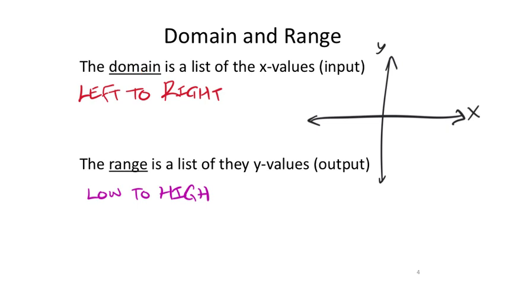And then the range is the y value. So the range goes from low to high. You start from the bottom going up, you can say down going up, whatever you want to put there. I put low to high, it's up to you. But again, that's because the y-axis itself is vertical right there.